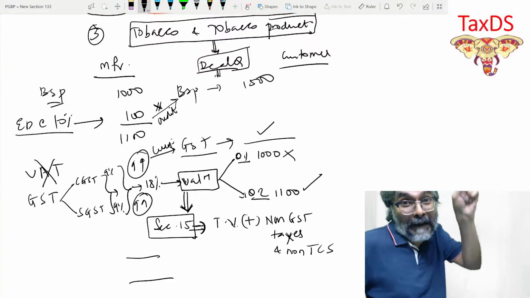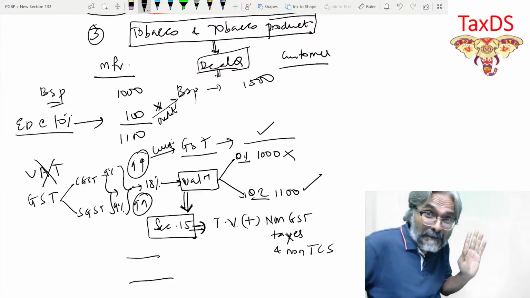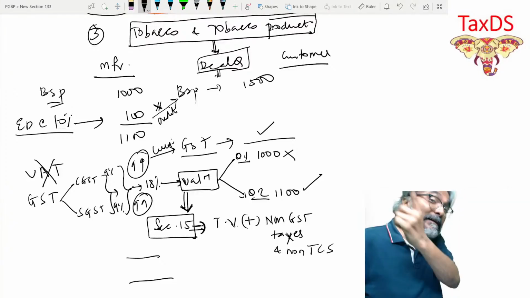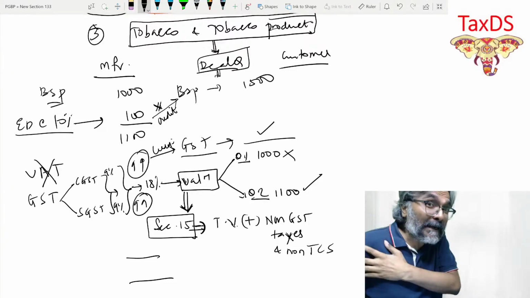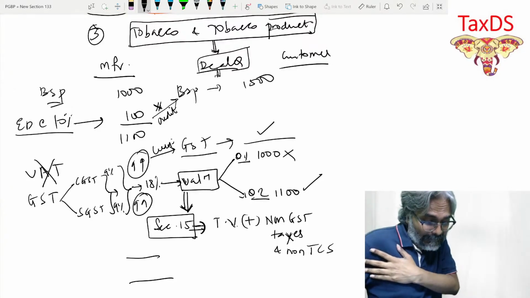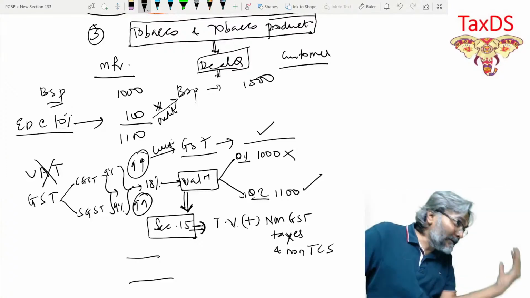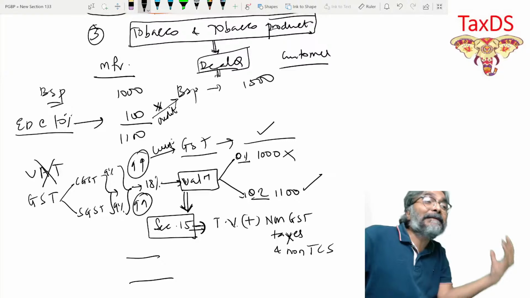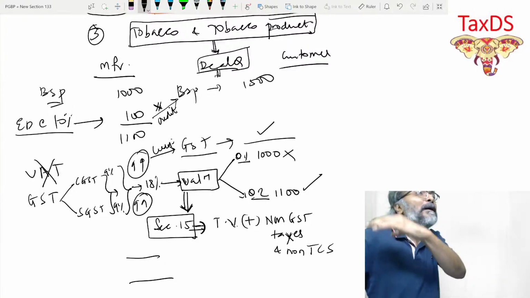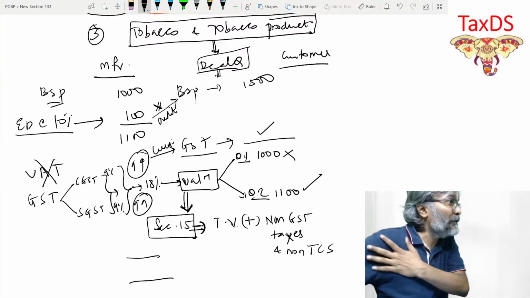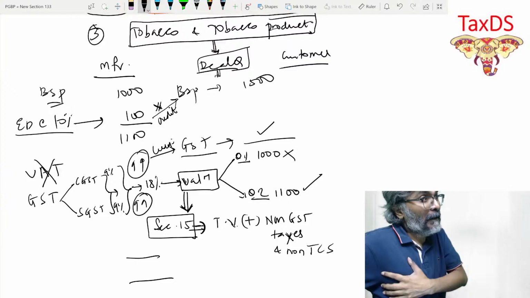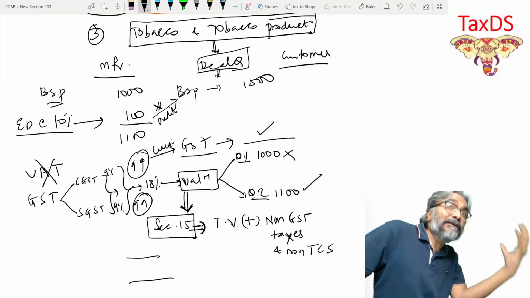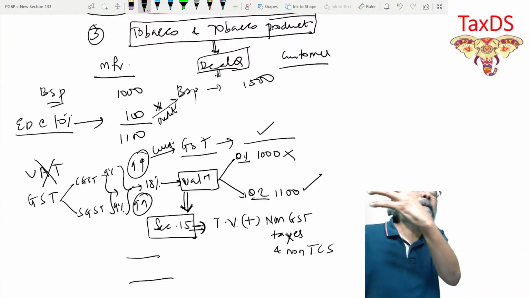So therefore, at the manufacturer level, there is a cascading effect. And then at the subsequent dealer level also there is a cascading effect. Why is there a cascading effect at the subsequent dealer level? Because the excise duty which is charged in the previous supply, on that excise duty there is no credit available to the dealer in the subsequent chain of the transaction. And because he doesn't get the credit of the excise duty, that excise duty forms a part of the assessable value.